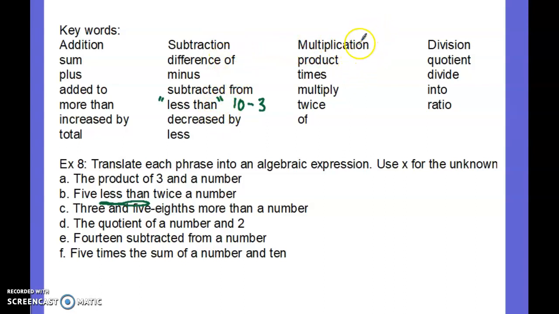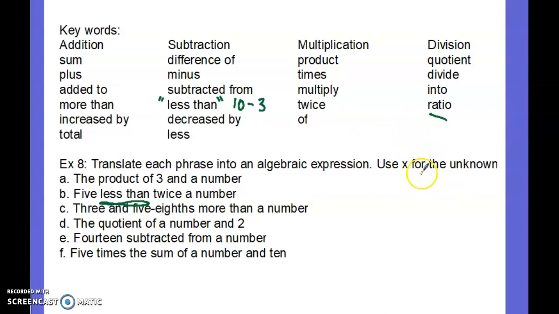It's English's fault. Multiplication, you have these keywords: product, times, multiply, twice. The word of, when you're dealing with fractions, like half of a number is 1/2 times, things like that. And then division, here's some keywords: divided by, quotient, what goes into, or the ratio. I kind of gave you that earlier.